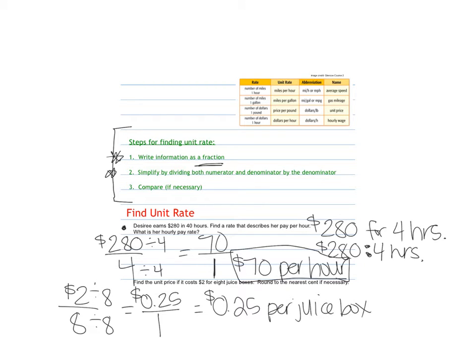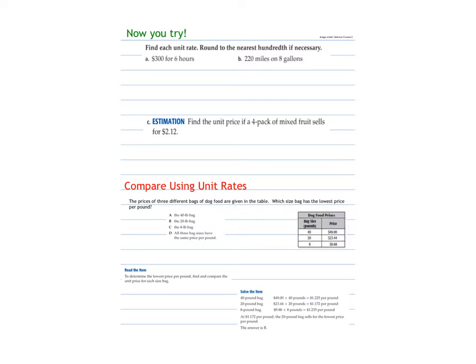juice box, which makes sense because if it's $2 for 8, and if I accidentally did 8 divided by 2 and I got 4, well, it doesn't make sense because if it's $2 for 8, then why would it be $4 for 1? So we always have to ask ourselves if our answer is reasonable as well. All right, you try these ones, or these three. Try the A, B, and C, and then come back and check to make sure that you are understanding.